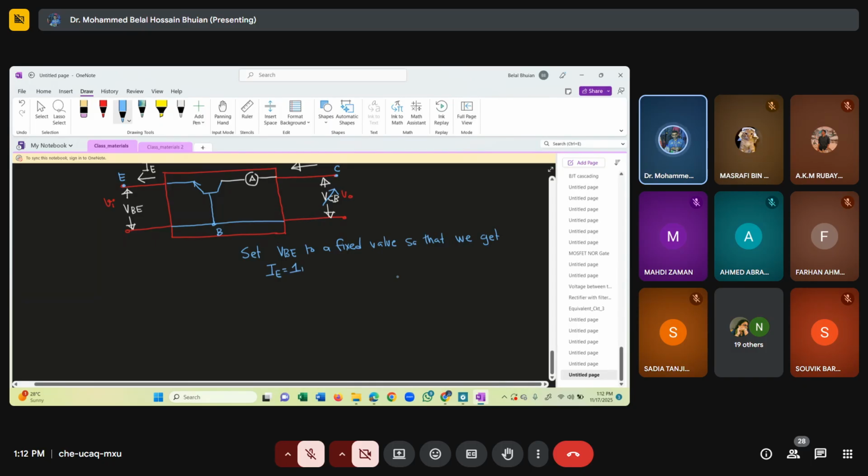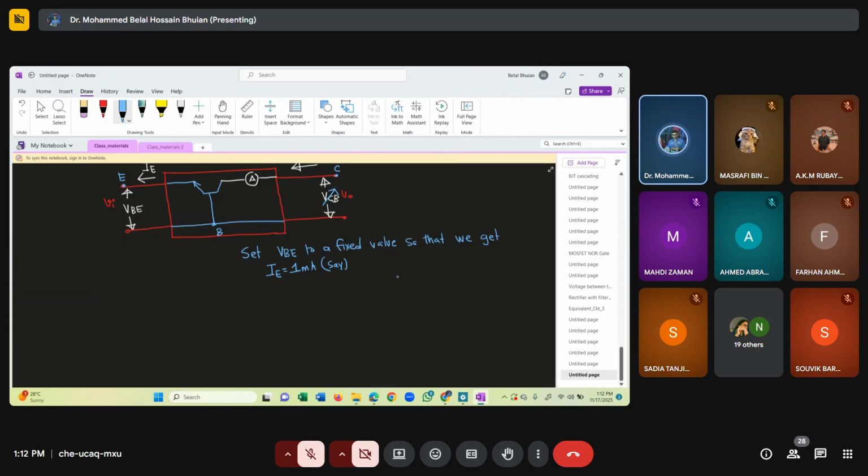Let's say 1 milliampere. So I somehow tune the VB so that I get IE equal to 1 milliampere, and I'll keep it at 1 milliampere. We are not going to change it.